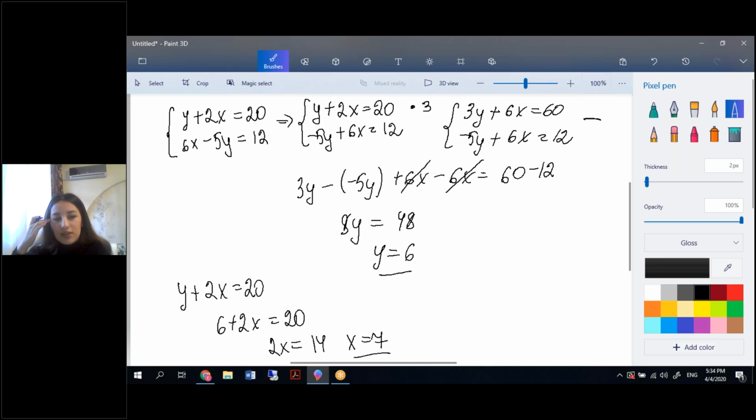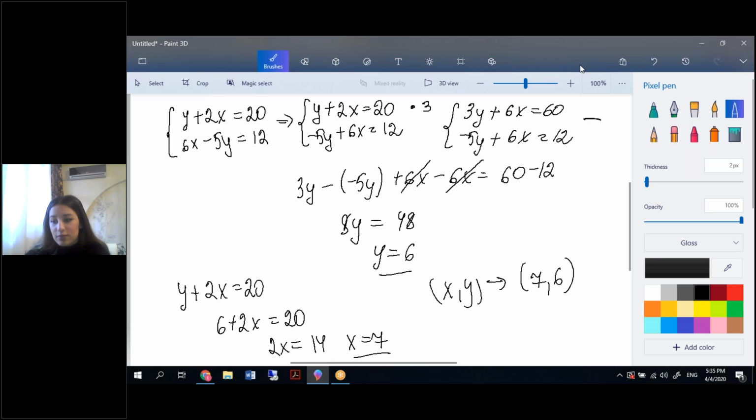So we get the same result as in the first system of equations, which we solved by the substitution method. x and y equal 7 and 6. So we solved the same system of equations by a different method, but we get the same result. It means that these methods are true, and we can use them to solve our systems of equations.